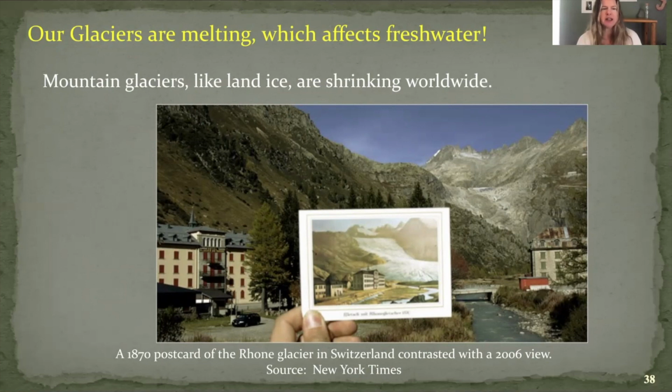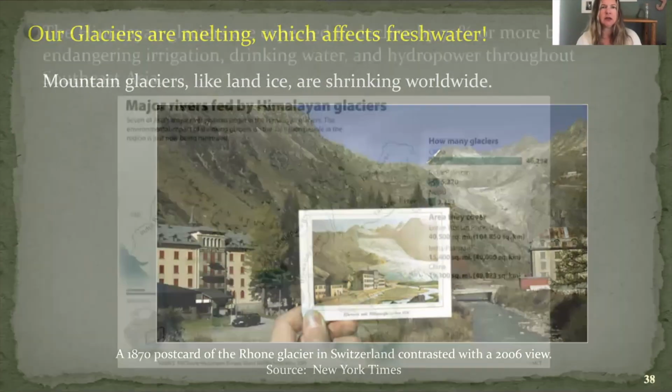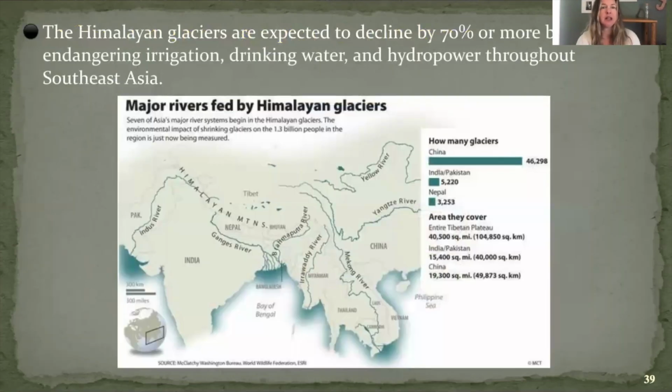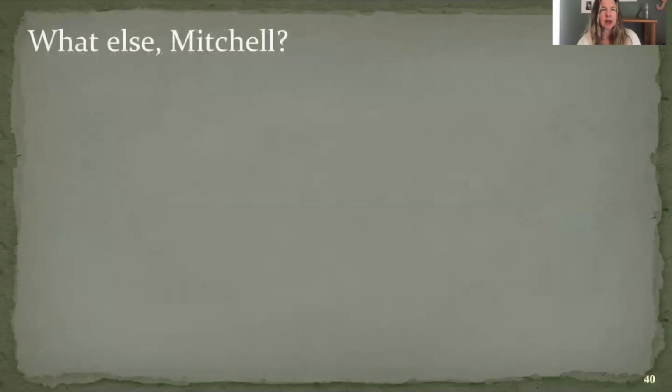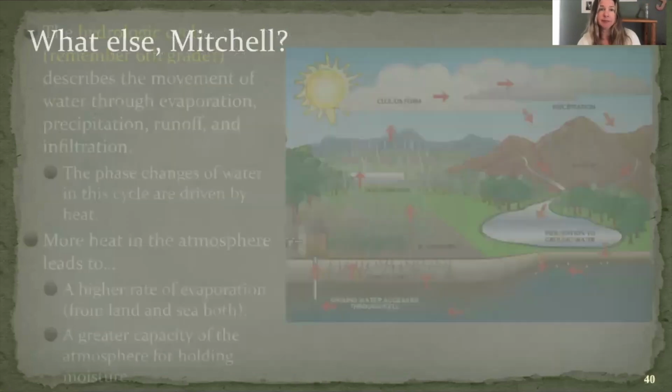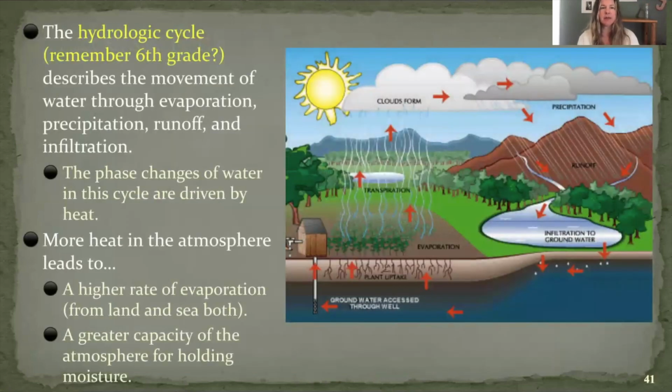So this picture I thought was cool. It's an 1870 postcard that shows where the glacier was. And then you look at the picture now and you're like, where's the glacier? Melted. The Himalayan glaciers are also declining. What else, Mitchell? So here's a little bit of review.